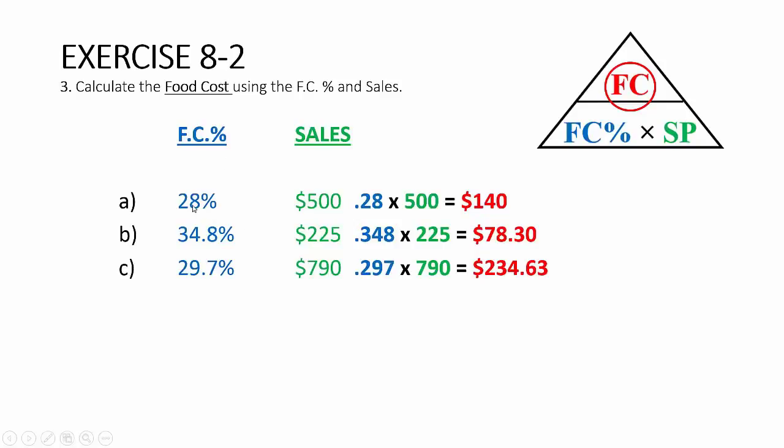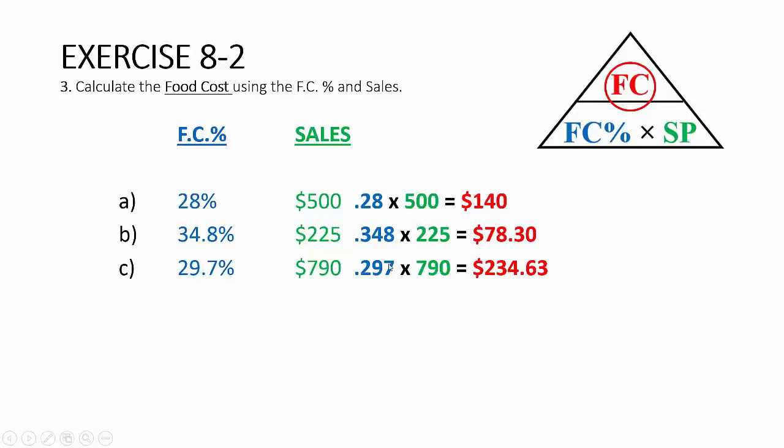So food cost percent of 28%, and we had sales of $500. Food cost percent times sales gives us $140. So it cost us $140 in food to generate sales of $500. Same thing down here, 34.8% times $225, the amount of sales we had, it cost $78.30 in food to generate $225 in sales.